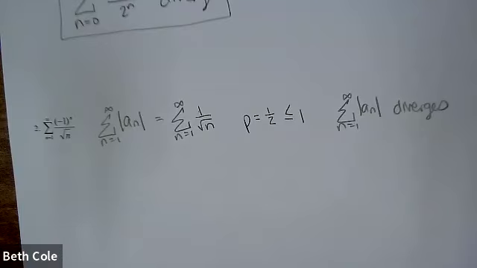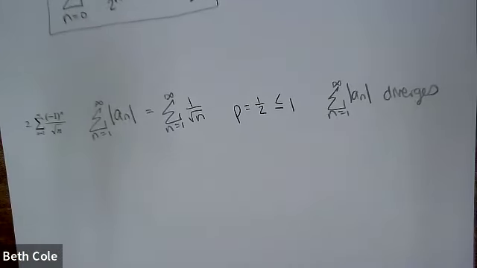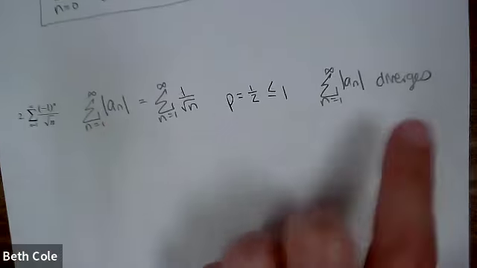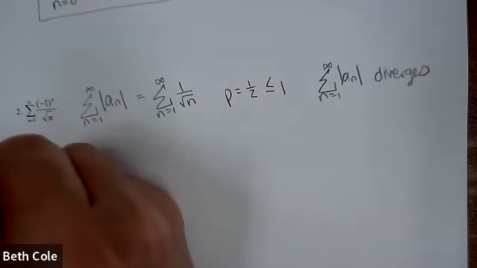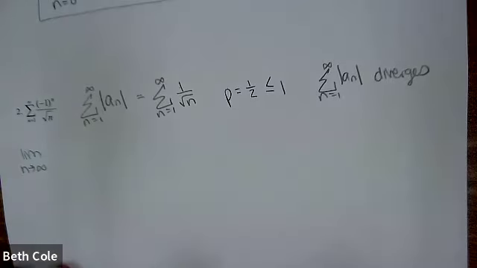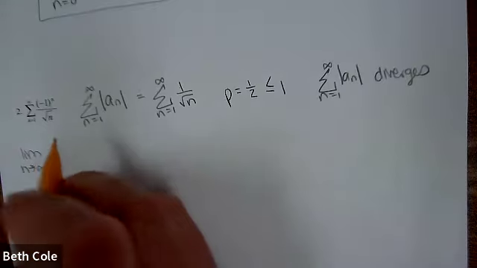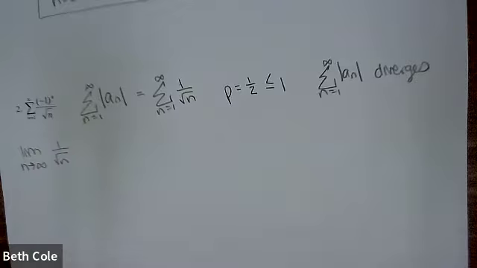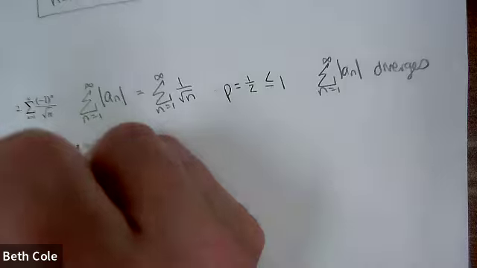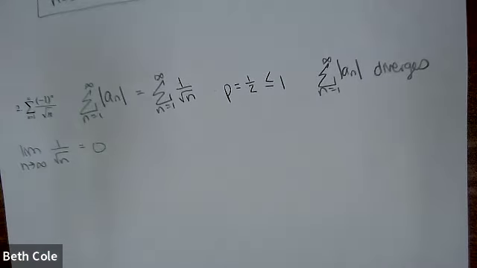But the original series might still converge. And it does. We're just going to prove it. All right. So what test should we do for this one now? The original one. We showed that the absolute value diverged, but what should we do with the original one? Yeah, alternating series test, which starts with a limit. Limit as n goes to infinity of 1 over square root of n. And as n gets bigger and bigger, the limit goes to 0, which is cool. That's what we wanted it to be.